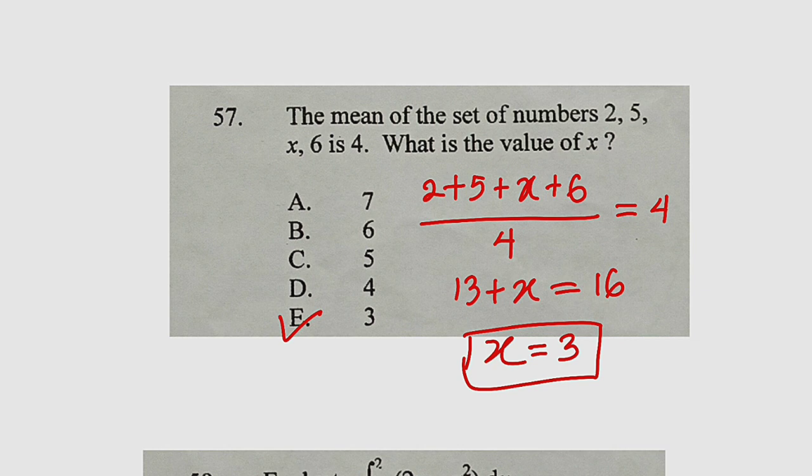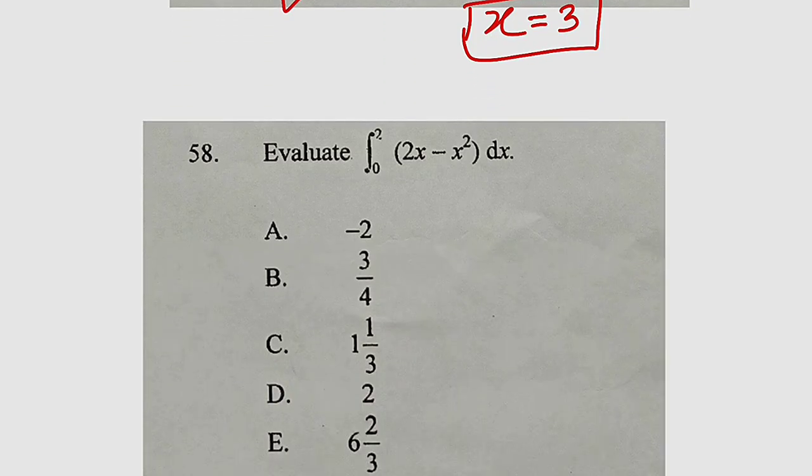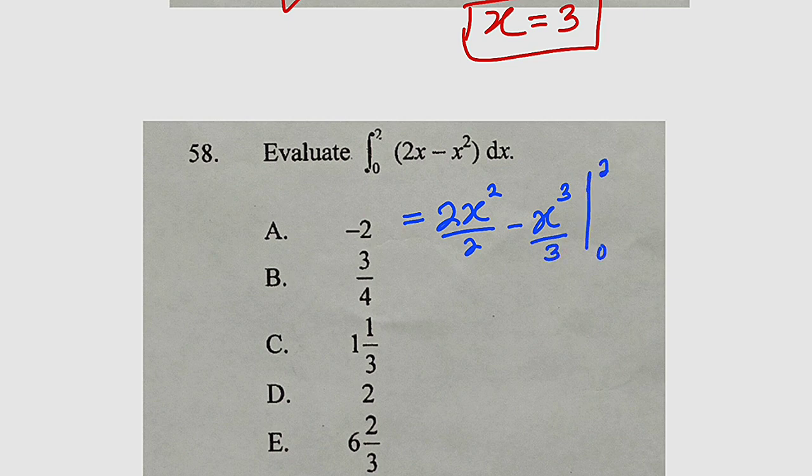Now, question number 58. Evaluate the integral from 0 to 2 of the function 2x minus x squared. All right. This will be 2 multiplied by x to the power of, naturally this has a power of 1. You increase it by 1 to make it 2, and you divide by that power 2, minus x to the power of 2 plus 1 is 3. You divide by the 3. The boundary is from 0 to 2.